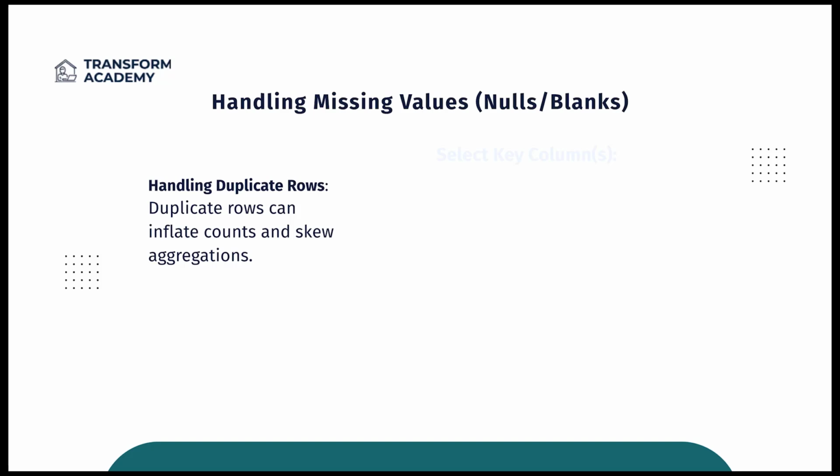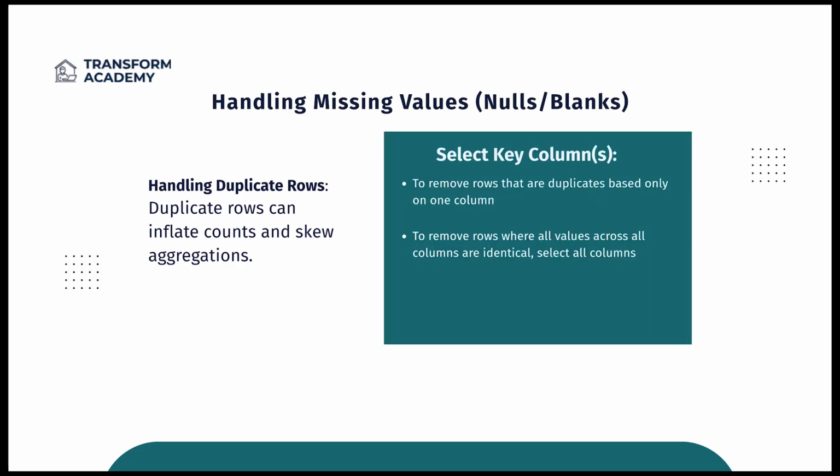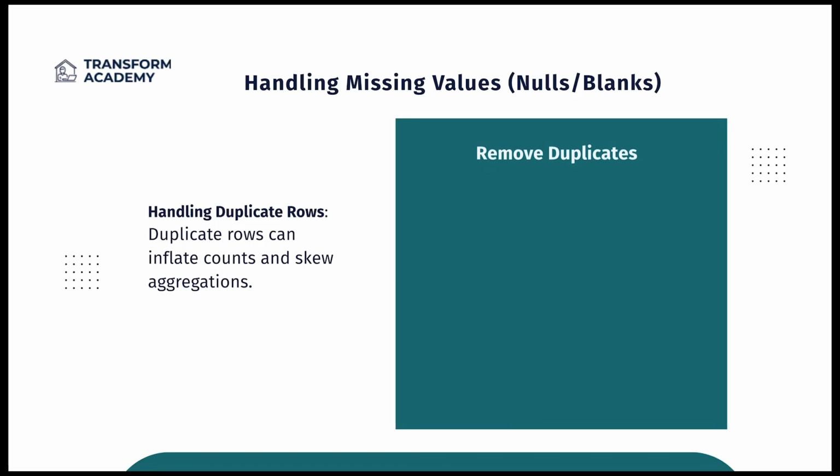To remove rows that have duplicates based only on one column, for example, order ID, select just that column. To remove the rows where all the values across all columns are identical, select all columns, Ctrl A. To remove rows based on a specific combination, for example, duplicate customer ID and order date, select those specific columns. Remove duplicates.